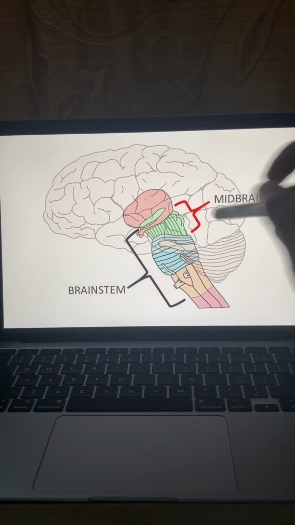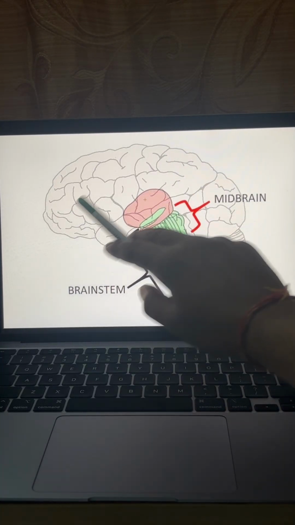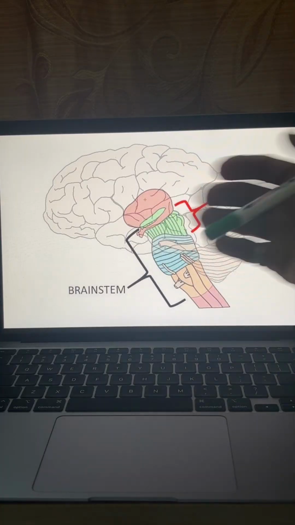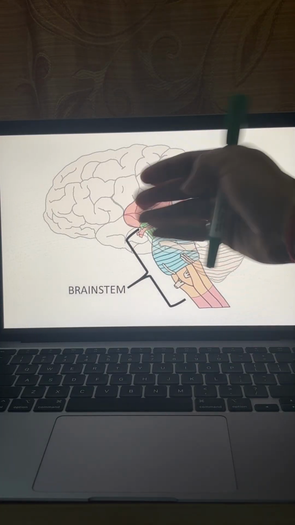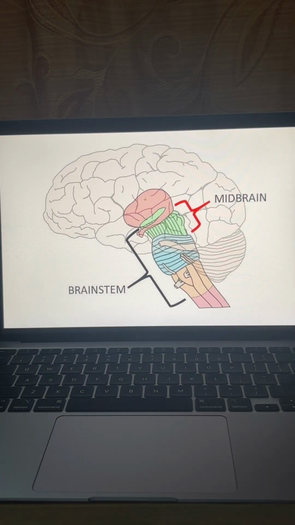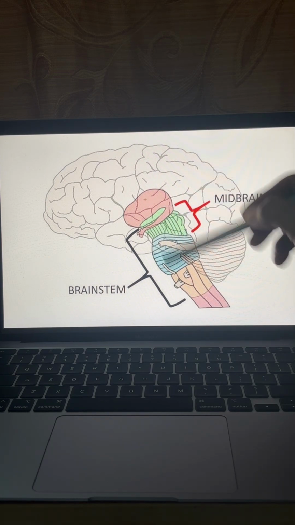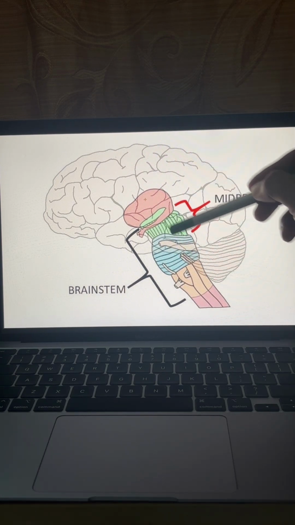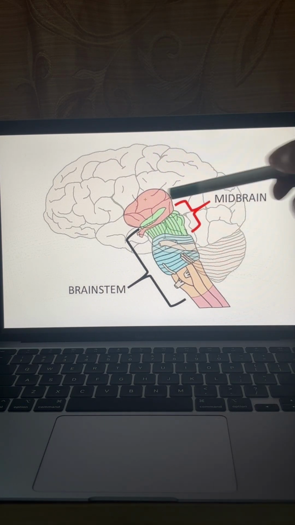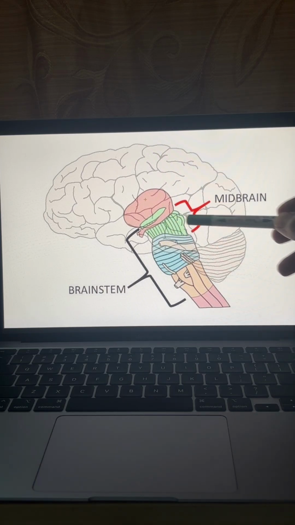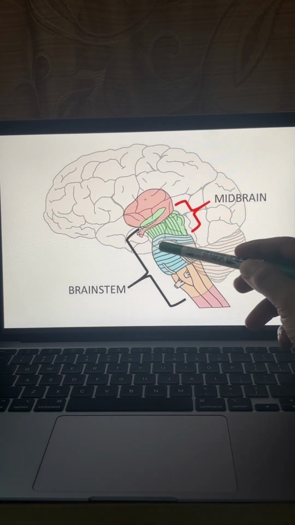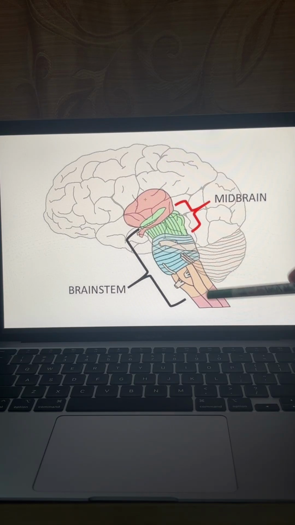If you look at this picture, this part is the cerebrum. We have cut this brain in sagittal section, so this is a half and the other half has been cut. This is also called the brain stem. This whole part is called the brain stem. In the brain stem, this green part is the midbrain, this part is the pons, and this is the medulla oblongata.